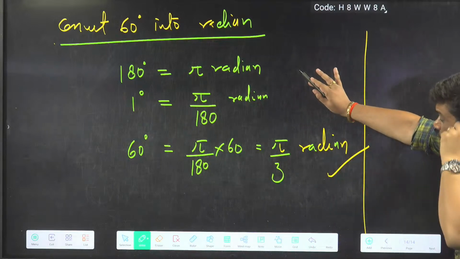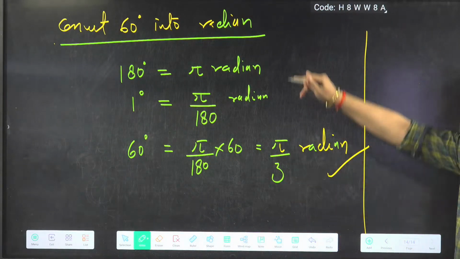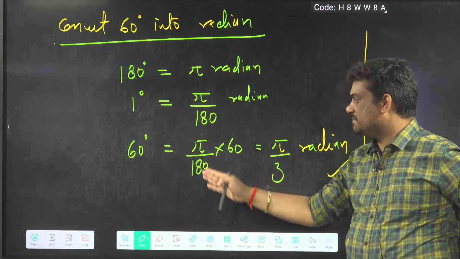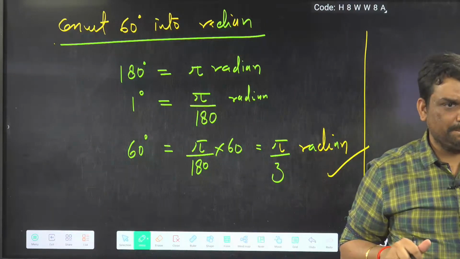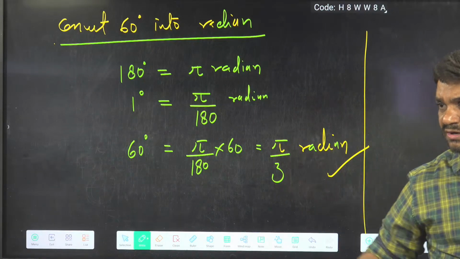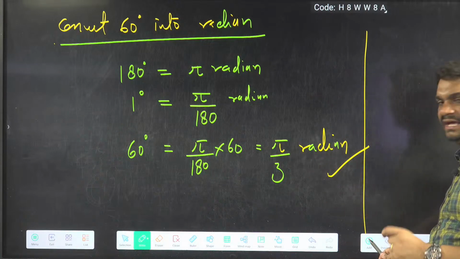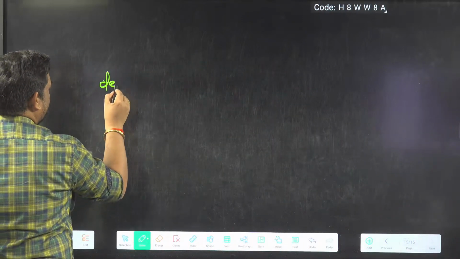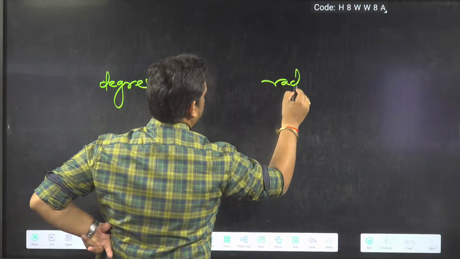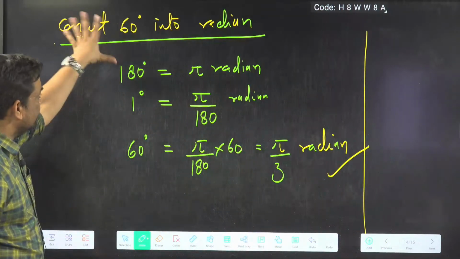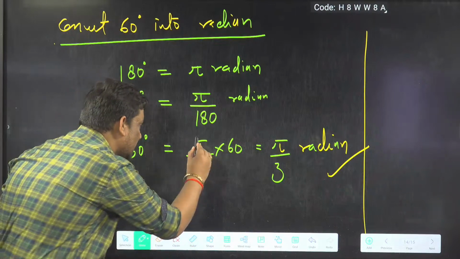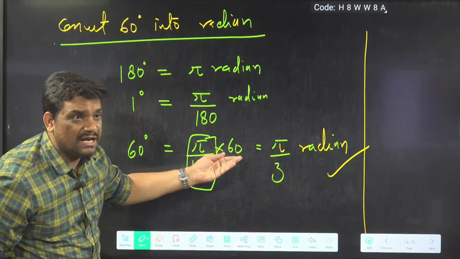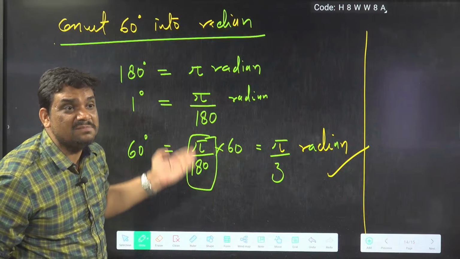So now, if I do it like this, it takes some time, because I will say 180 degrees pi radians, 1 degree pi by 180, 60 degrees pi by 180 into 60. So can I make one short rule here? Based on this conclusion, I can make the short rule in a very short way. If you have degrees and you have to get radians, what do you multiply by? Pi by 180, right? You are having 60 degrees; to get the radian, what you have multiplied? Pi by 180.